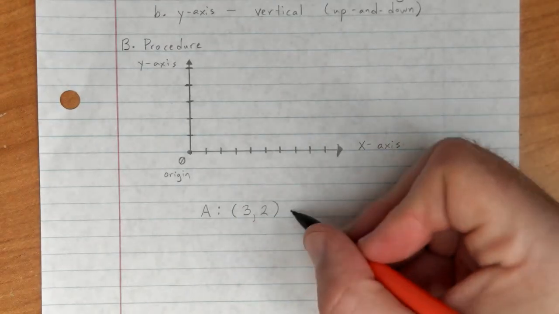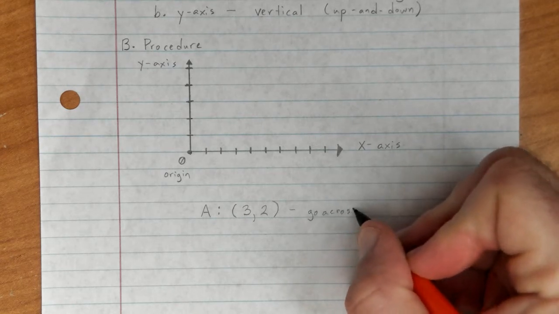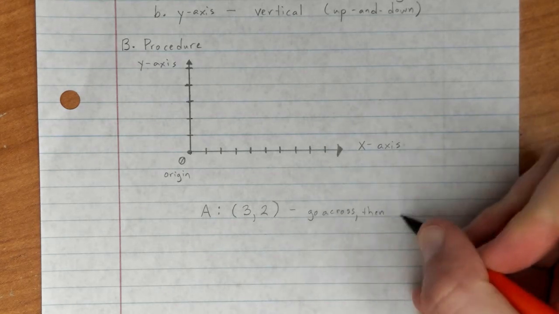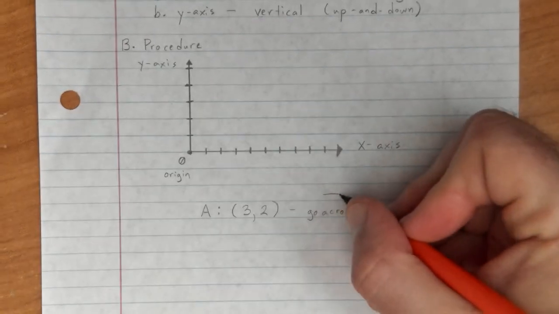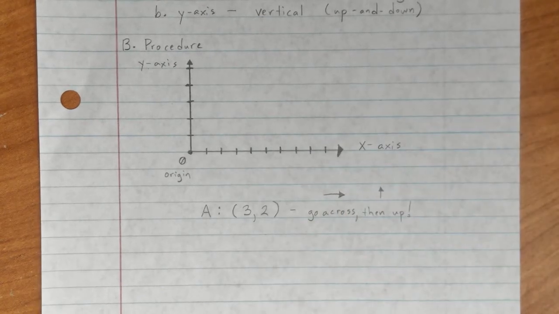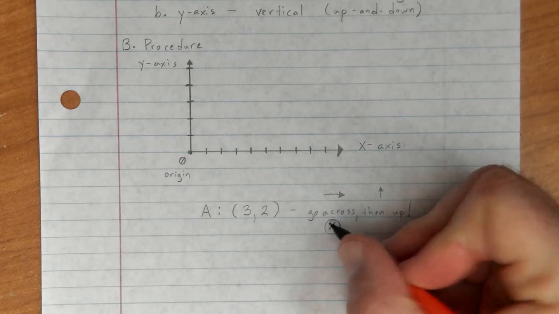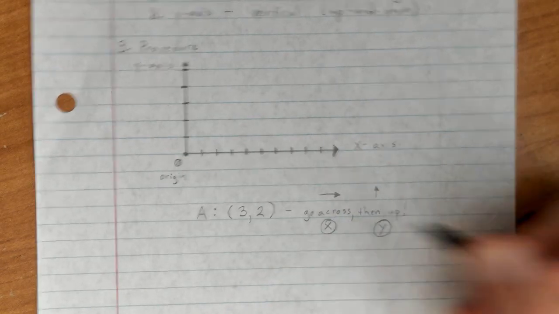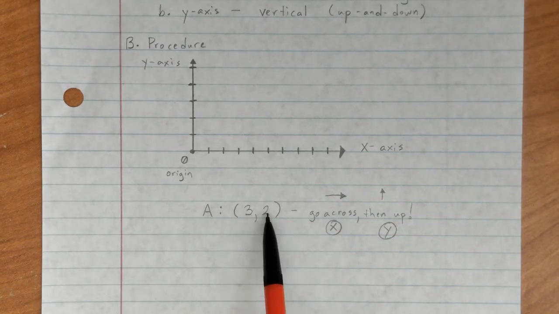Point A is at 3, 2. Okay. Go across, then up. Go across, then up. More mathematically speaking, x, then y. This is your x coordinate. This is your y coordinate. That is the accepted way that this is done, so that is what you're going to expect to see.